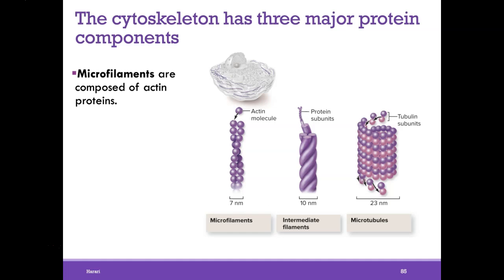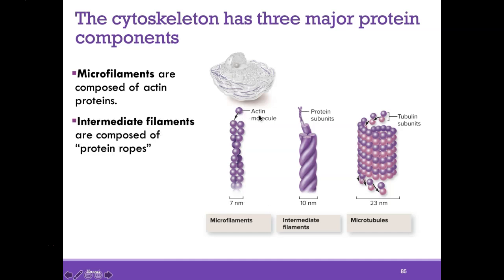So again, instead of bones in the skeleton, we use proteins. Three different kinds of proteins. The first are called microfilaments. Microfilaments are the thinnest filaments, and they're made up of actin proteins. Intermediate filaments are intermediate in diameter, and they're composed of protein ropes that are wrapped around each other. And finally, microtubules are hollow tubes. They're the largest in diameter, and they're composed of tubulin proteins.